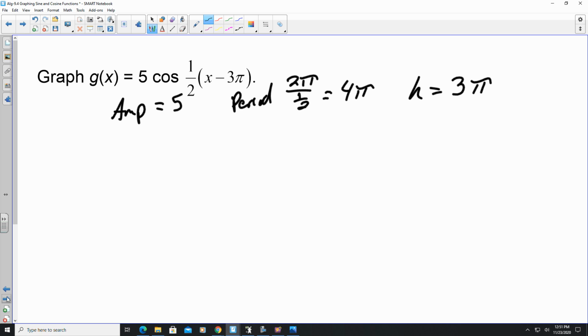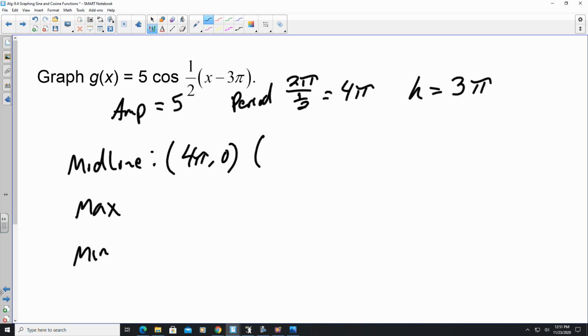So now we have to take a look at our midline, max, and min. All right, so again, working out all of the values here. So in this particular one, our midline values, there's 2 of them. After doing all the calculations, it's going to end up being 4 pi, comma 0, and 6 pi, comma 0. All right, I understand that this one here says 4 pi. I'll show you what it means in a second.